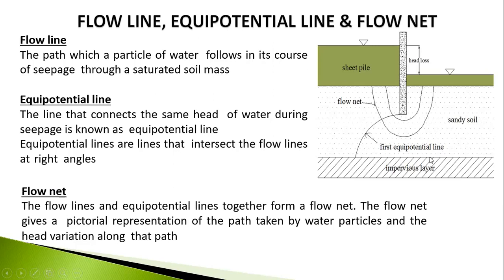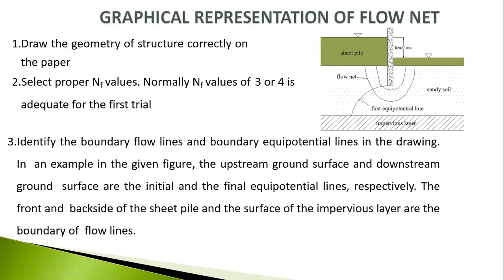So these terms are called flow line, equipotential line, and also the flow net. So how can we draw a flow net? First, draw the geometry of the surface correctly on paper. We have to take a paper and draw the geometry. Second, select a proper NF value. NF means flow number. We have to see exactly how many flow channels we will get.